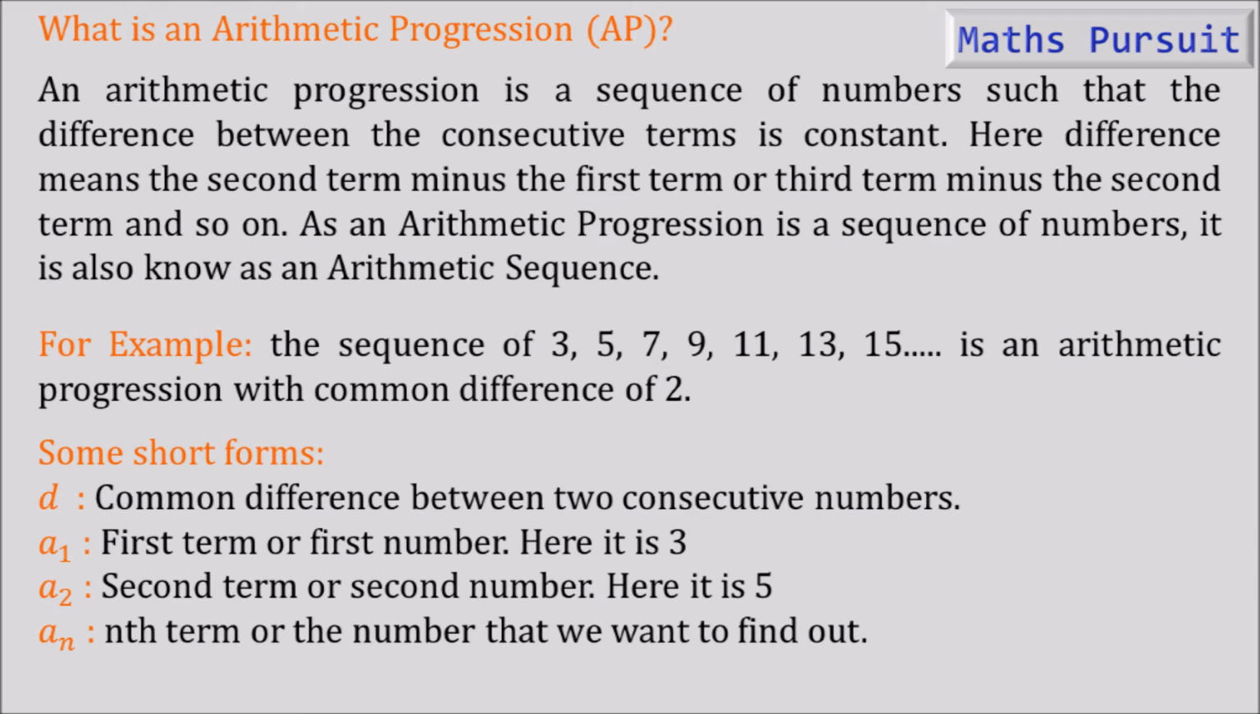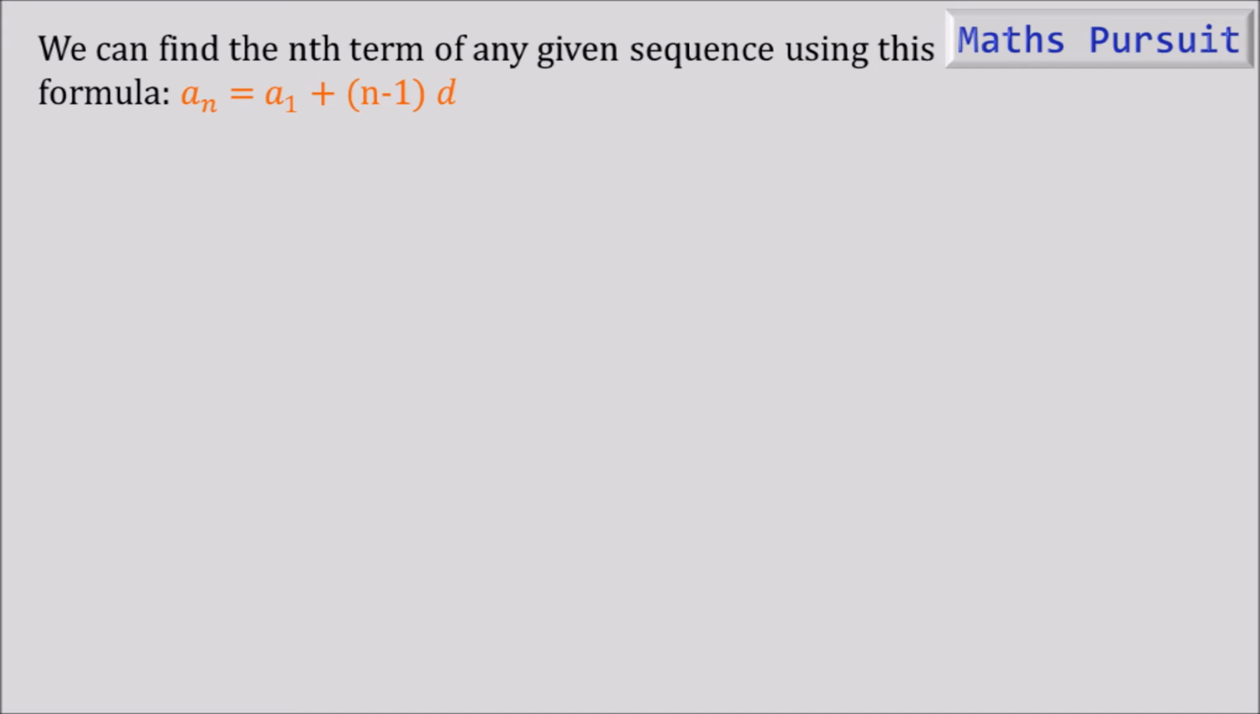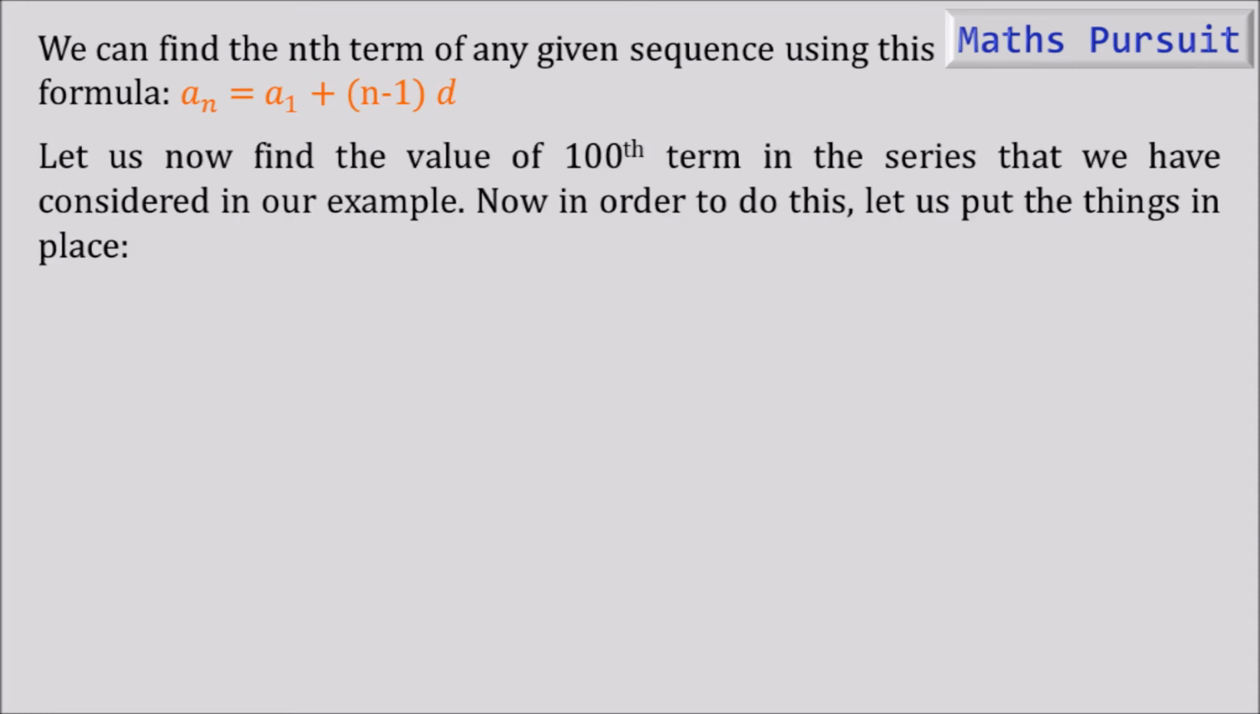Now let us find out the nth term of any given sequence using a formula. We can find out the nth term of any given number series. The formula is AN is equal to A1 plus n minus 1 into D. So AN is the nth term, that is equal to A1, the first term, plus n minus 1 into D. This is the formula that we are going to use to find out the nth term of a given series. Let us now find the value of the 100th term in the series that we have considered in our example.